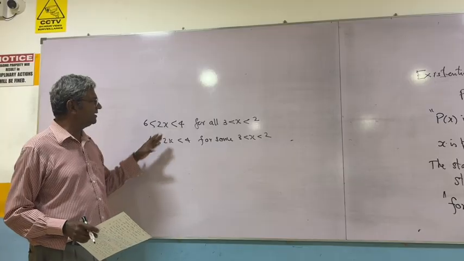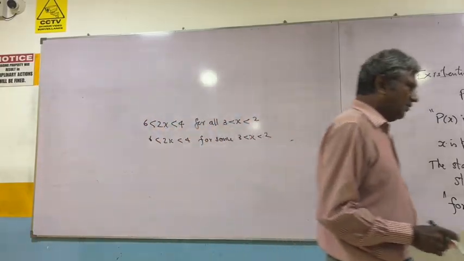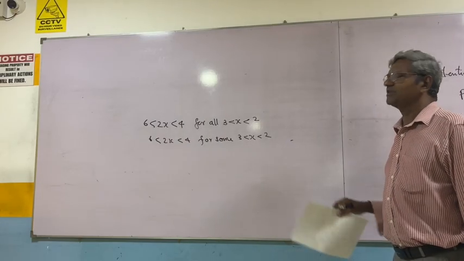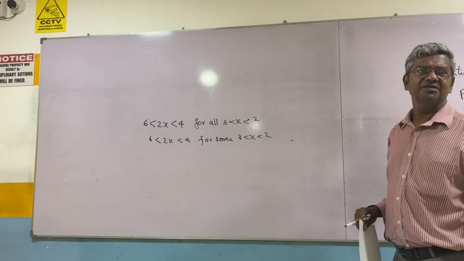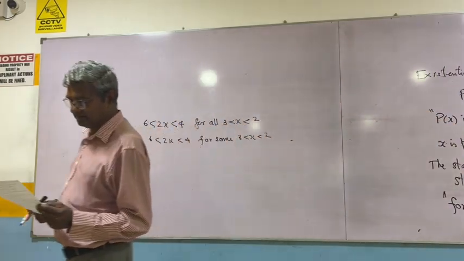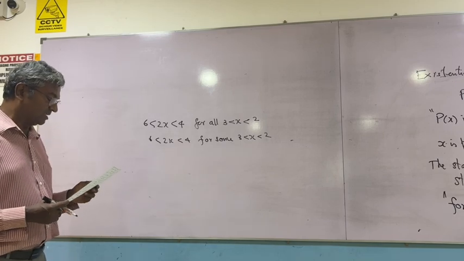So usually for all statements are much stronger than for some statements, but in this case, the for all statement is vacuously true, and the for some statement is false. So these are exceptions. That is also important to remember. Such important exceptions are there.